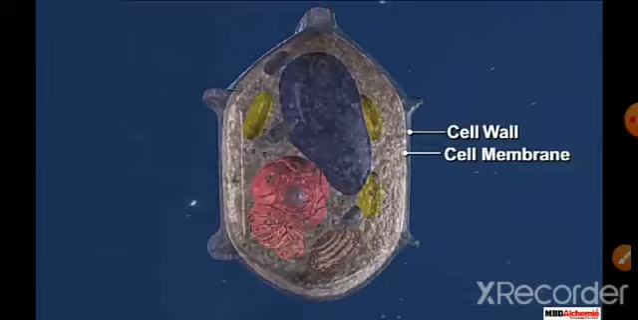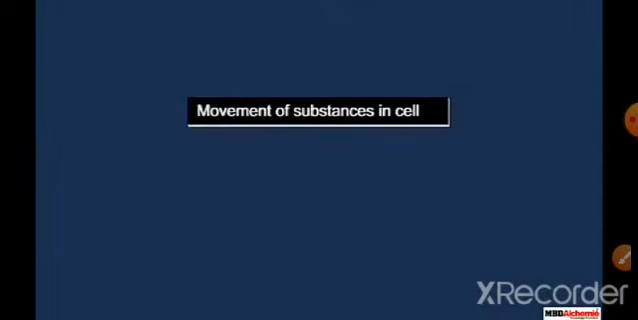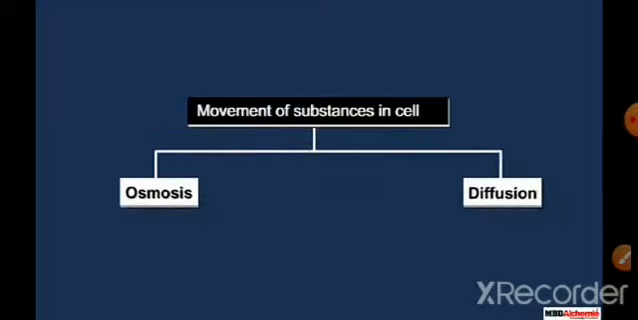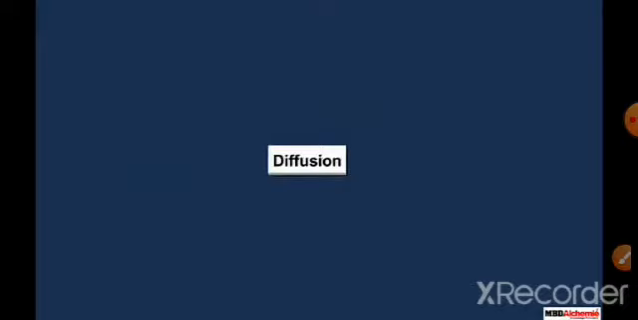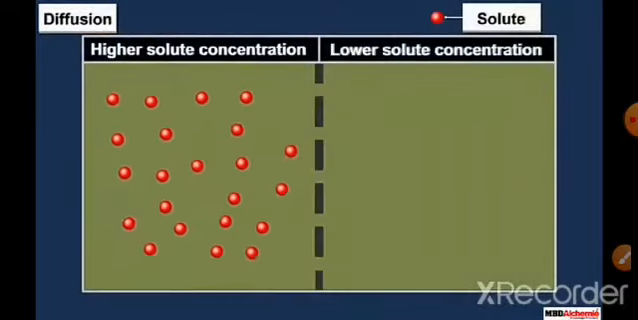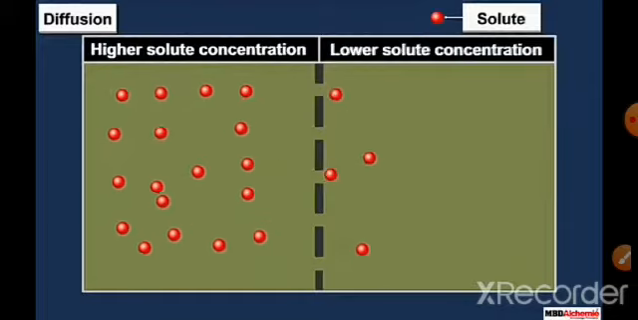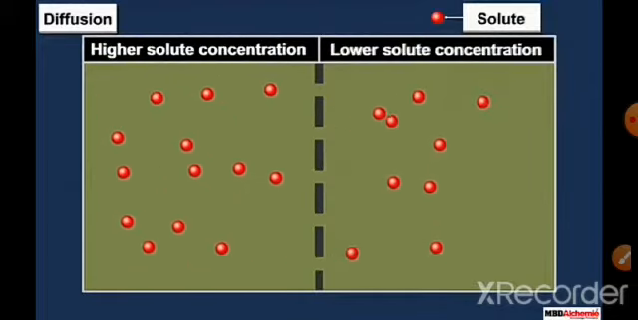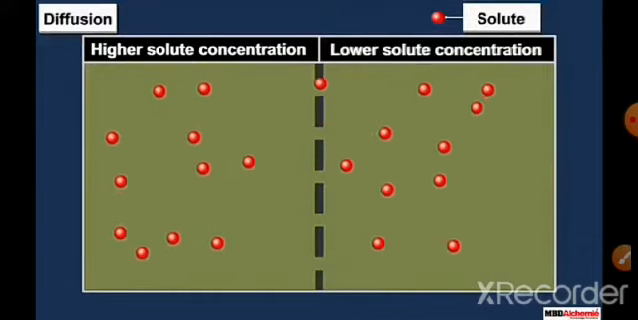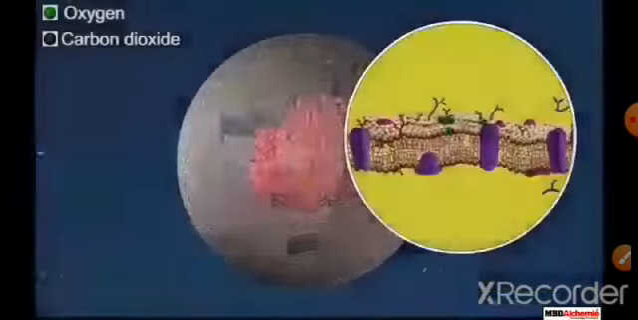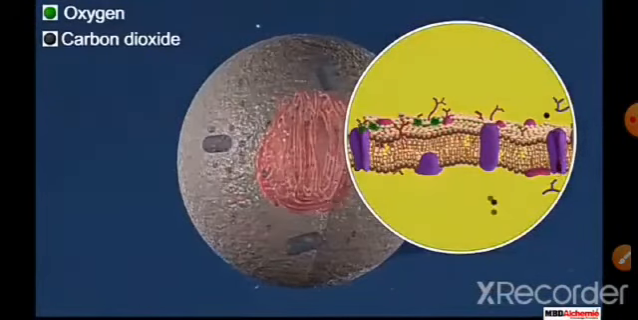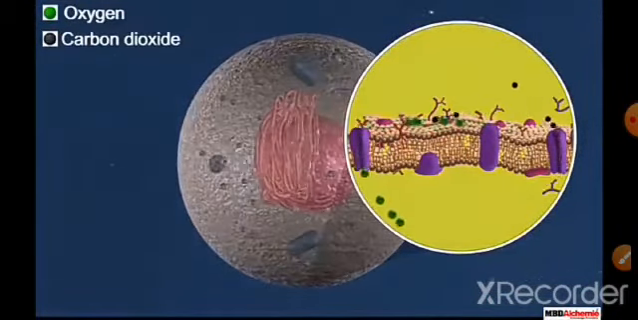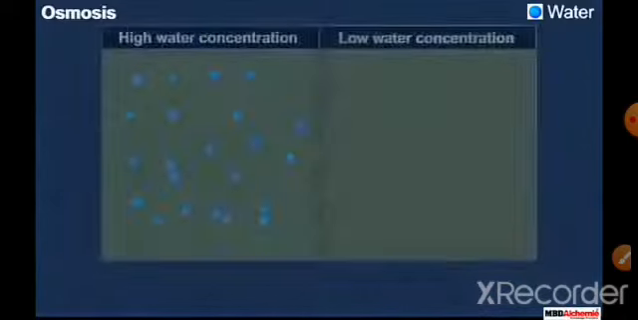Now that we know about the cell wall and the cell membrane, let us see how different substances move across a cell. The movement of substances in and out of the cell occurs by two different processes. These are osmosis and diffusion. Let us first learn what diffusion is. Diffusion, as you already know, is the movement of substances from a region of higher solute concentration to a region of lower solute concentration. Substances such as carbon dioxide and oxygen move across the cell membrane by the process of diffusion.